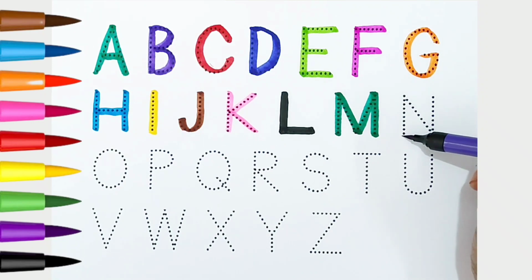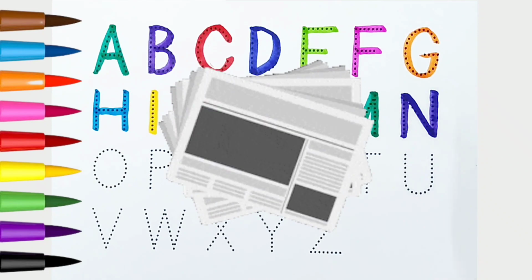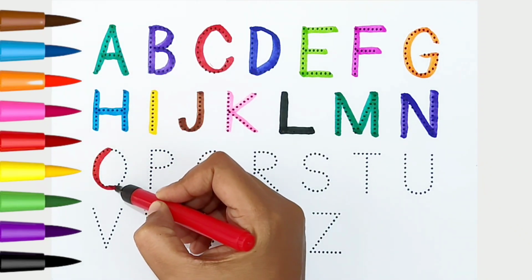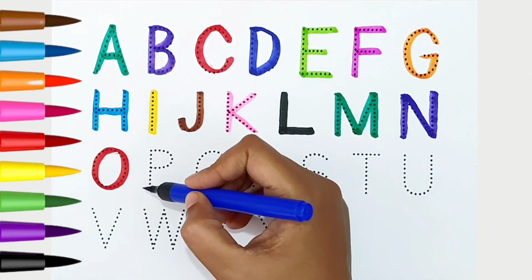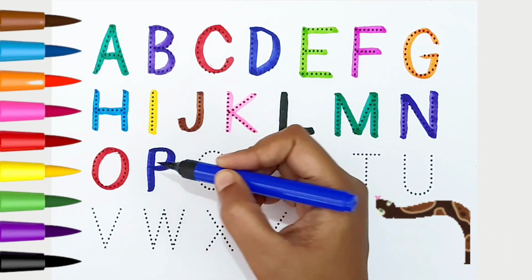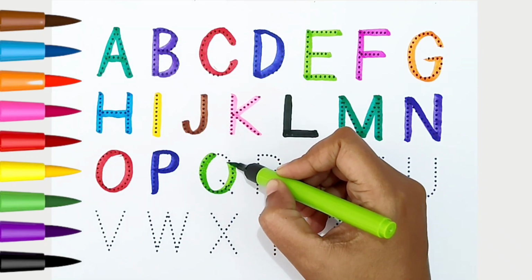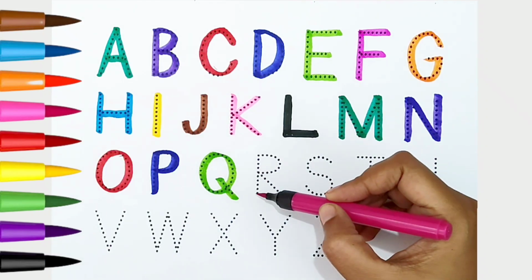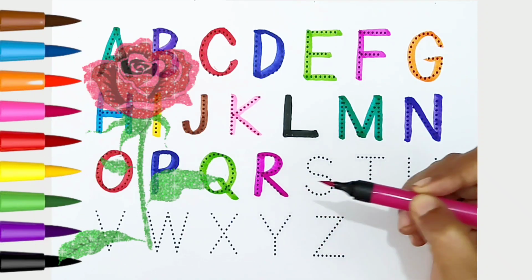monkey. N, violet color. N is for newspaper. O, red color. O is for orange. P, dark blue color. P is for python. Q, light green color. Q is for queen. R, dark pink color. R is for rose.